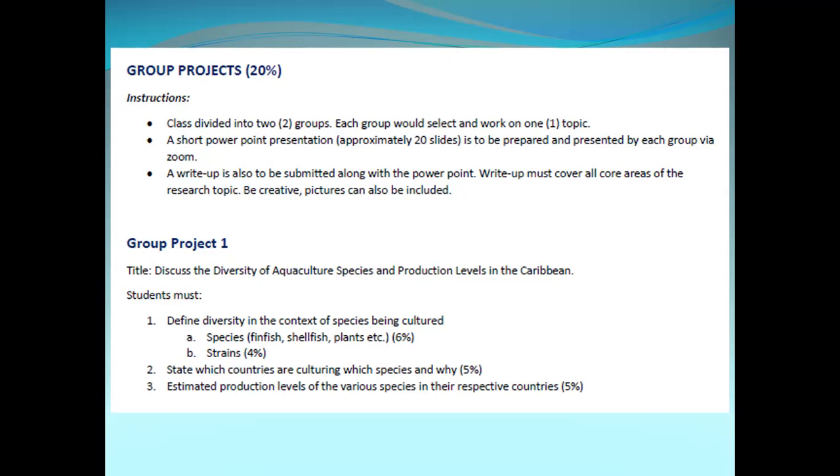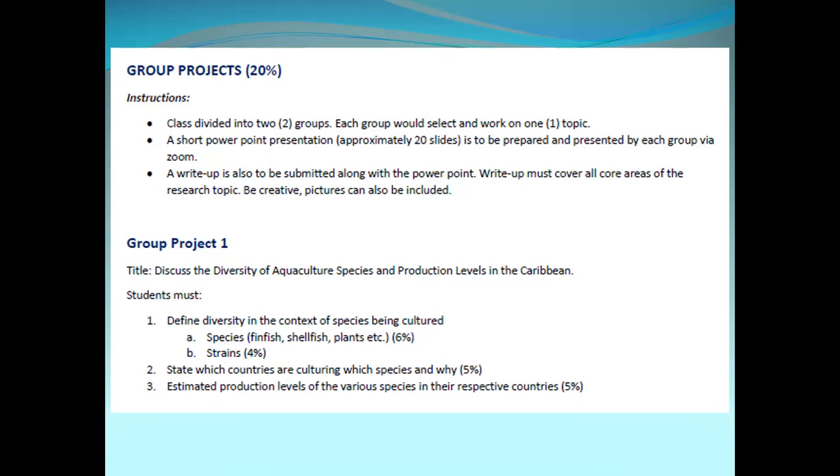That will account for 6%. The different strains. Like if you have tilapia, you have different strains of tilapia. So what type of tilapia is cultured within Trinidad? We have red hybrid, we have Nile, these different things. So you're really going in depth a little bit into the different species and the different types of each species. Really discuss what is available locally, what is available regionally, and the production levels.